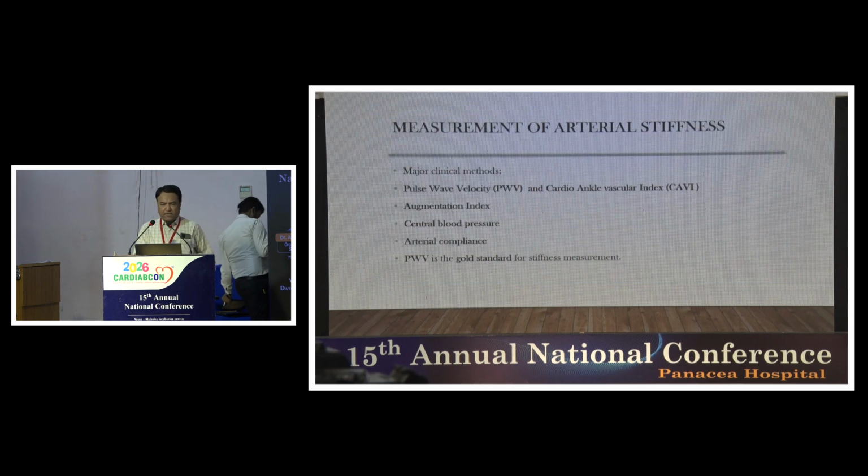Intima media thickness is accepted as an ASCVD marker. Now, how to measure arterial stiffness? We have talked of the endothelial function. Now we want to know arterial stiffness, and there is one main method, pulse wave velocity, which is measured by sonography aided by certain gadgets that give you the pulse wave velocity. There are other parameters also: augmentation index, central blood pressure, arterial compliance. But out of all, PWV, pulse wave velocity, is currently considered the gold standard for arterial stiffness measurement.